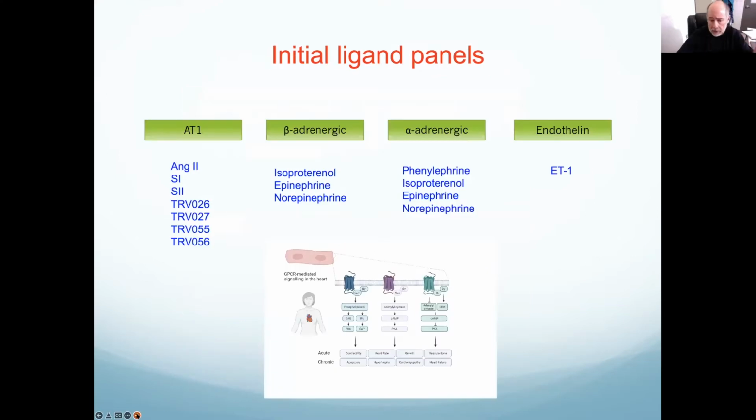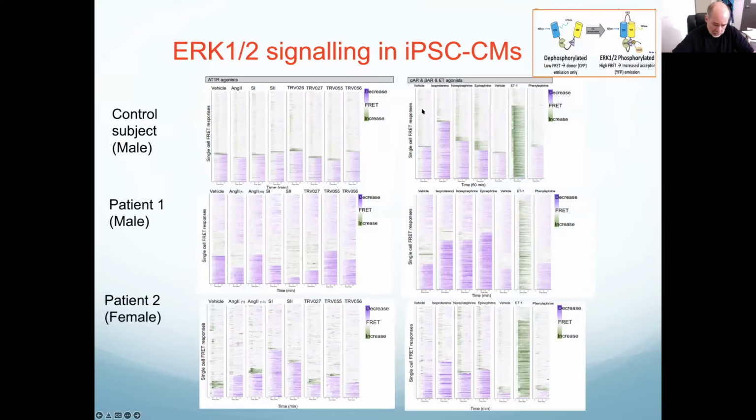Our initial ligand panels were the ones that Kyla described to you. So angiotensin receptor, or beta or alpha adrenergic receptor, or endothelin, focusing on the receptors that are both involved in the normal function of the heart and in the transition to heart failure. And I just want to show you this slide. This is kind of a busy slide. Kyla went through them individually, but this is just 3 different subjects. One is a control subject who's male. The other is a male patient with cardiomyopathy, and the other is a female patient with cardiomyopathy.